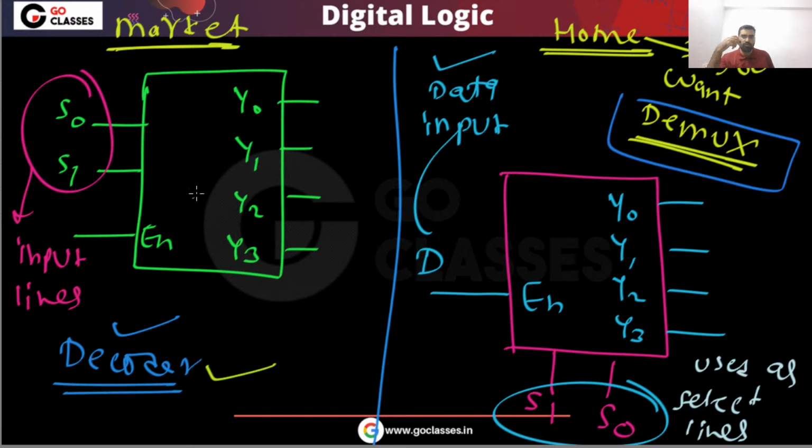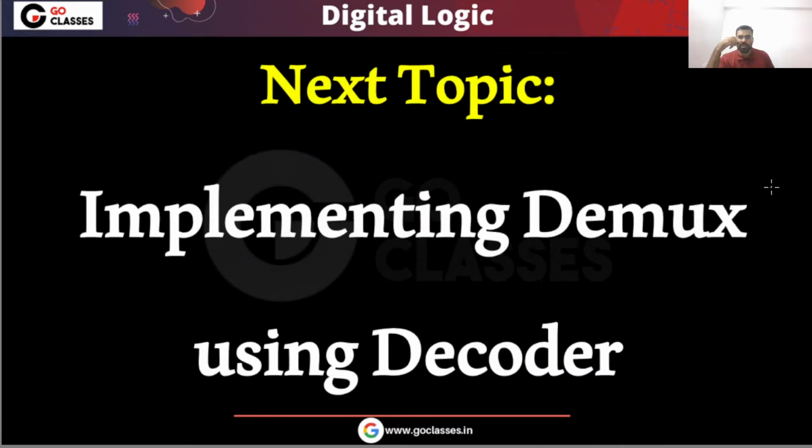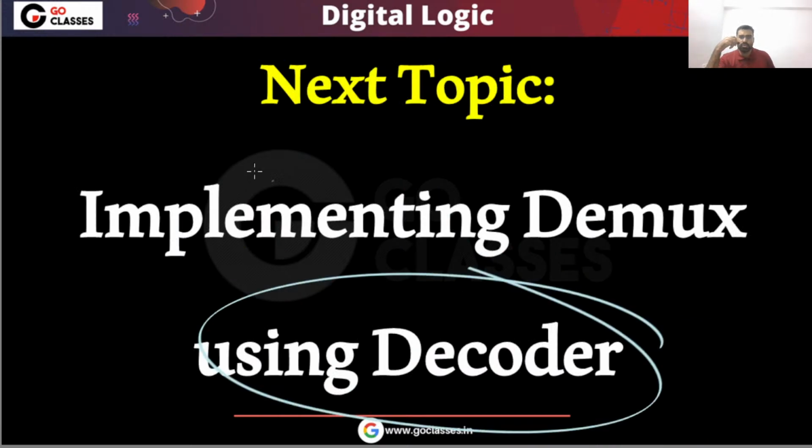Is this clear? So we are converting decoder into demultiplexer. Please tell me now, is it clear? This is your 2 by 4 decoder, and this is your 1 by 4 demultiplexer. So from the market you purchase this, and at home you can convert this into demultiplexer. You can connect your data input to enable, and you can use these data input lines as select lines. Very simple. So this is how you can implement demultiplexer using decoder.